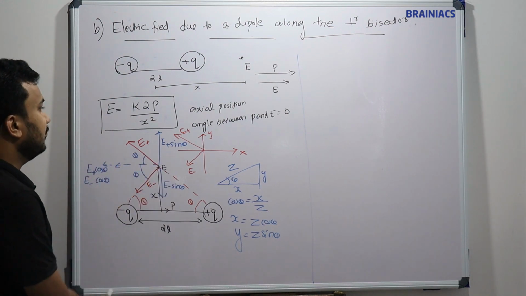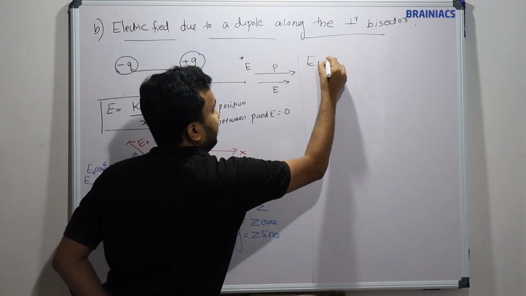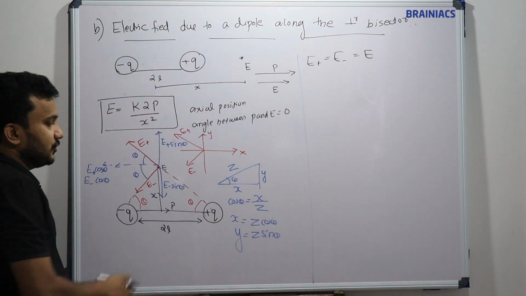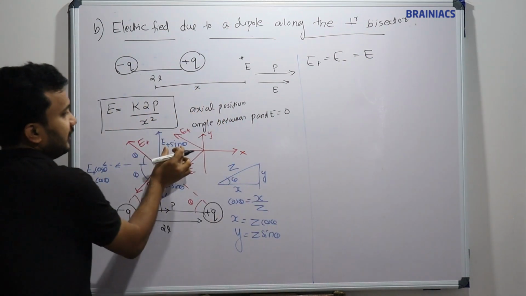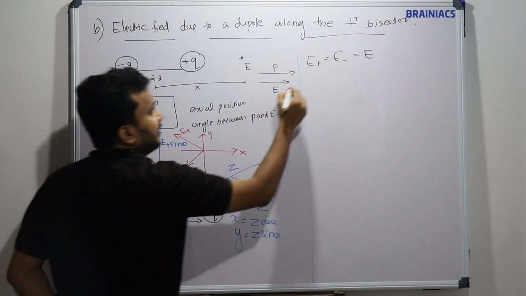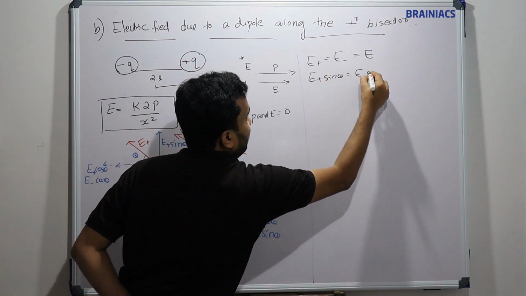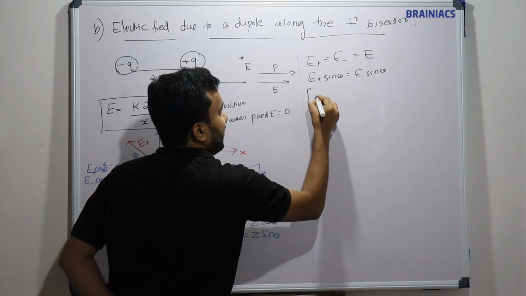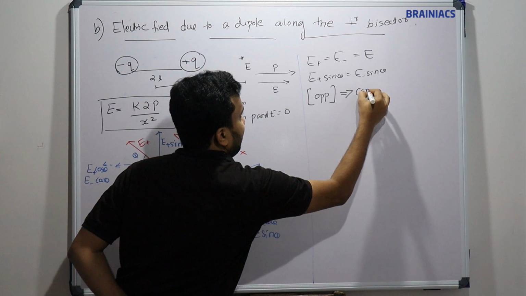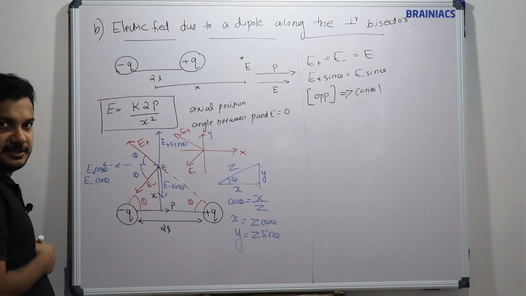Now E plus sin theta and E minus sin theta: I am saying E plus is equal to E minus is equal to E, both are equal, there are no differences. So in this case what will happen? E plus sin theta will cancel with E minus sin theta, as they are opposite. They cancel each other because they are in opposite directions.